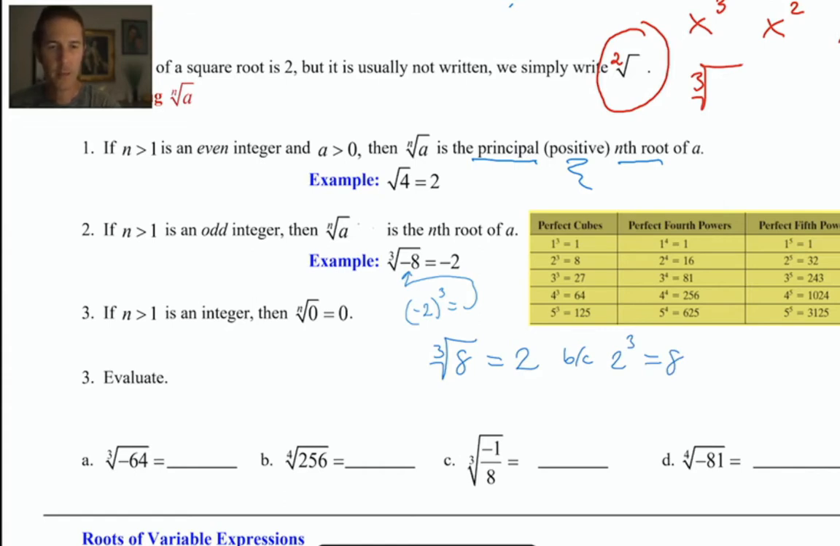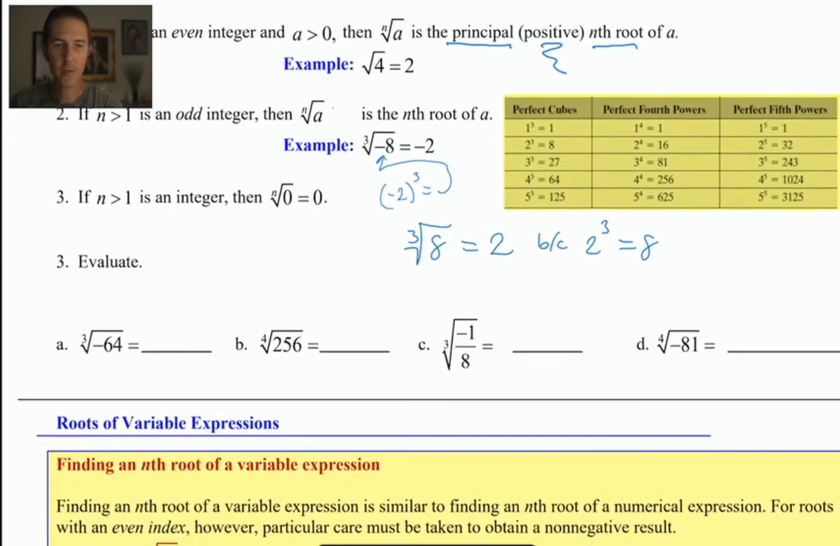And finally, if your index is an integer greater than 1, then the nth root of 0 is 0. That's nice. That's pretty consistent. All right, let's take a look at some examples.